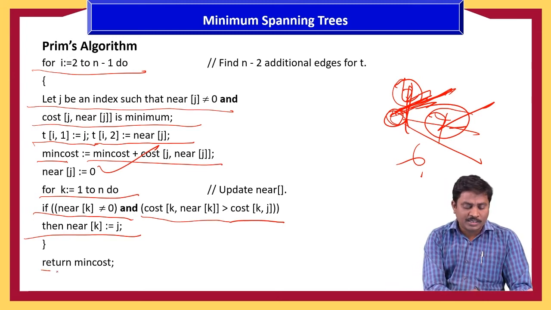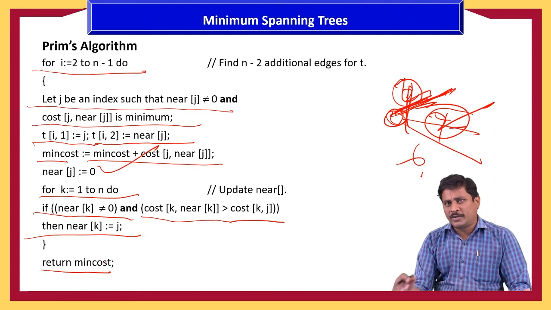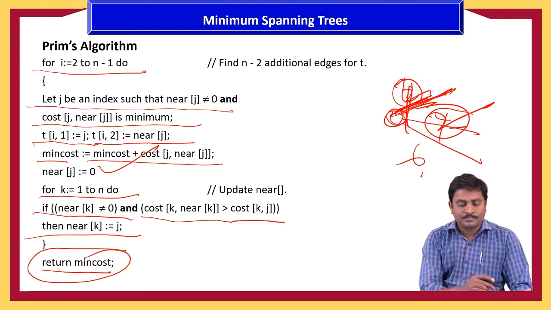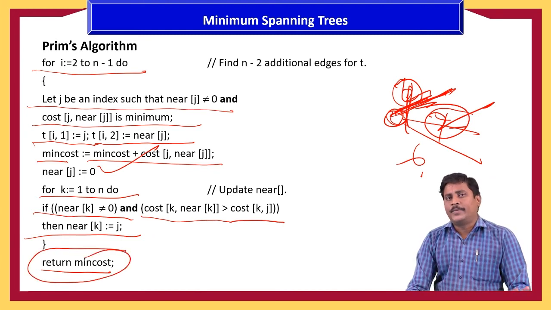So finally return. Completing the repetition for all these vertices and edges, finally we get the minimum cost value. So we return that minimum cost value. So this is Prim's algorithm.